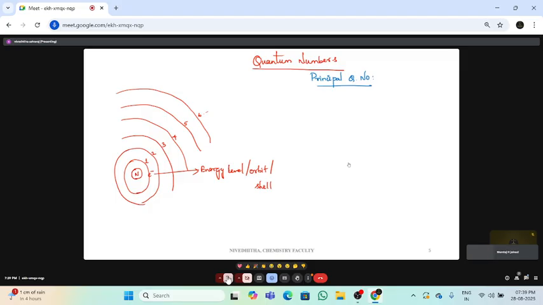The number we give to the shell is called the principal quantum number. How to represent this principal quantum number? Is there any alphabet to represent it? n. Very good. It is small n. So the number we give to the shell is the principal quantum number, and the representation is small n. For the principal quantum number, the minimum value is 1.